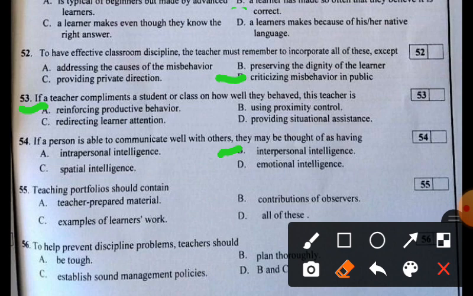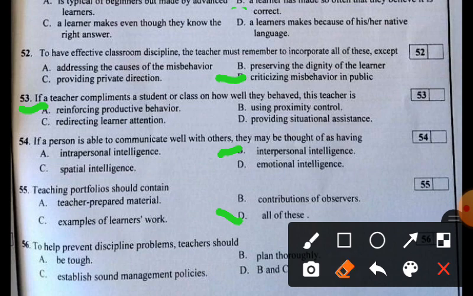A teaching portfolio should contain A, teacher-prepared materials. B, contributions of observers. C, examples of learners' work. D, all of these. The right answer here is D. This is what a portfolio should contain. This is information for you: if you want to ask what a teacher's portfolio contains, these are the contents. You should also remember it.